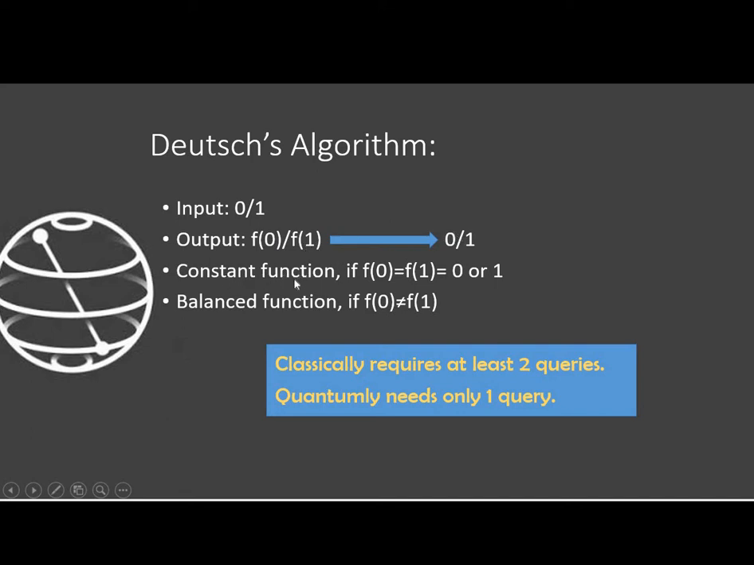So when the function is constant, whatever input we provide we will get either 0 or 1. But if the function is balanced, for different inputs we'll get different outputs. It's like if I put f of 0 and we get 1, then for f of 1 we must be getting 0.